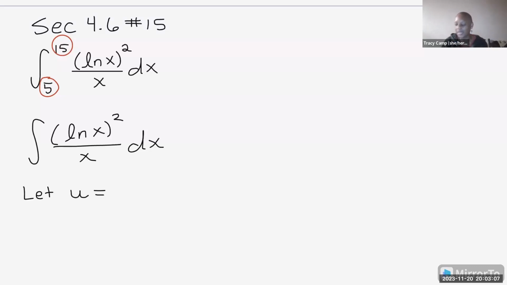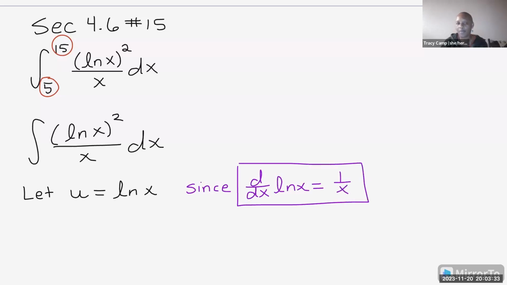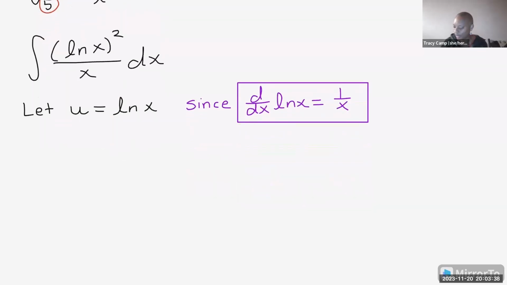I'm looking at this, and I know that the derivative of natural log of x is 1 over x, which appears in this function. So I'm thinking a good U in this case is natural log of x. Again, the reason is that the derivative of natural log of x is 1 over x. So it looks like that would be a good U, natural log of x. Once you pick your U, then you find your du.